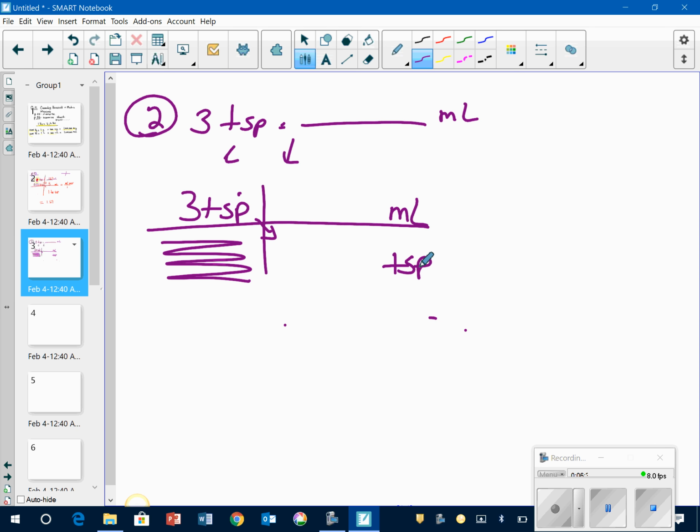We look in our chart to see how many milliliters is equal to how many teaspoons. So 5 milliliters is equal to 1 teaspoon. Then you just multiply across and then divide. So 3 times 5 is 15, 1 divided by nothing is 1, so it'd be 15 over 1. So 3 teaspoons is equal to 15 milliliters.